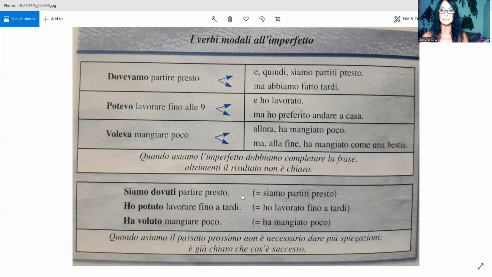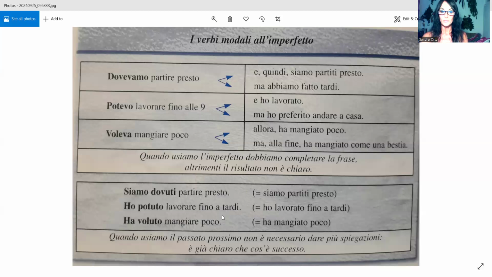"Siamo dovuti partire presto." This one implies already what the outcome is. A full, complete and clear translation would be: we left early because that's what we had to do. So we have had to leave early. In fact, the result, the outcome here, is we left early because we had to. "Had to" is given by the verb dovere, must or have to. The second sentence is with potere, can or to be able to.